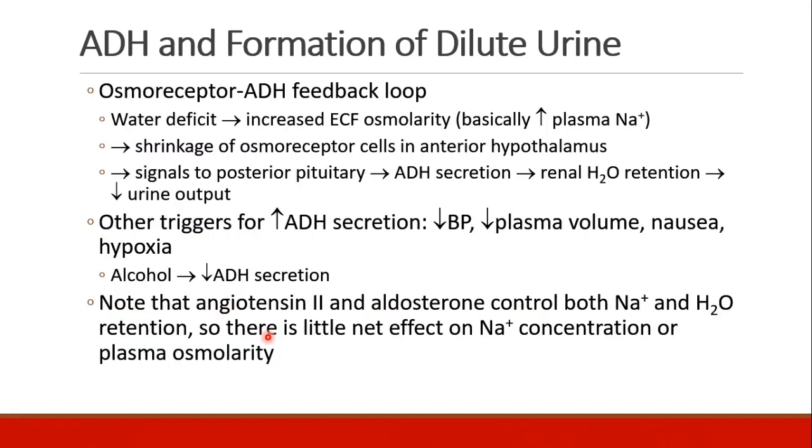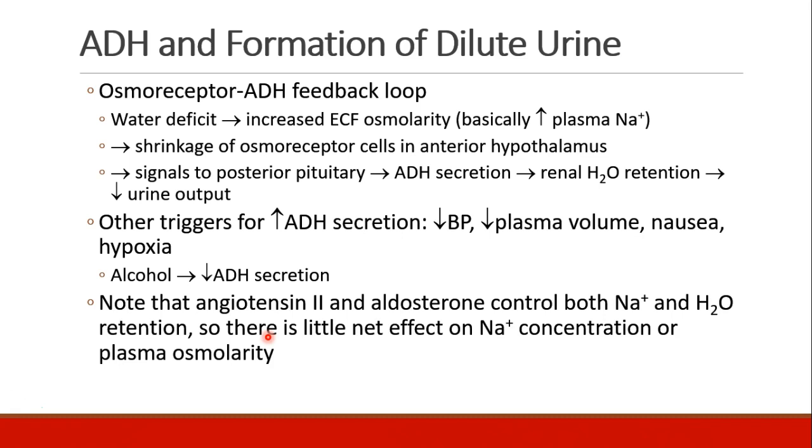Now there's a feedback loop involving the osmoreceptors and antidiuretic hormone. So let's take a patient who has a water deficit. They're hypovolemic, and specifically they have a free water deficit. So that means that their extracellular fluid will become more concentrated. The osmolarity will increase. And basically we're talking about increased plasma sodium concentration. That's the main ion in the extracellular fluid.